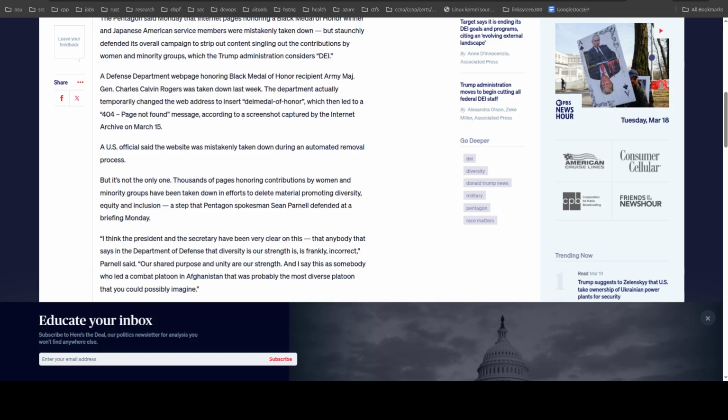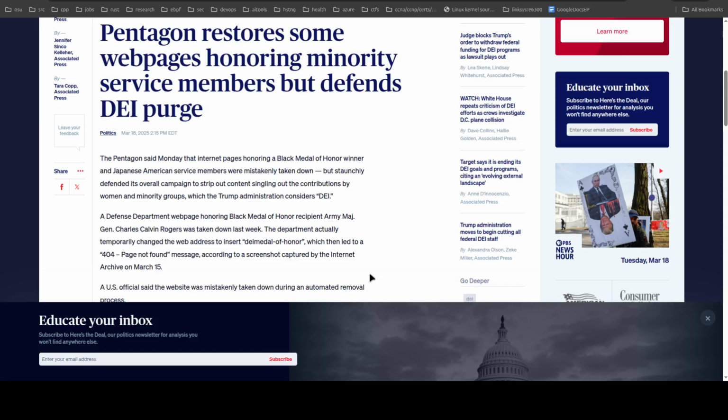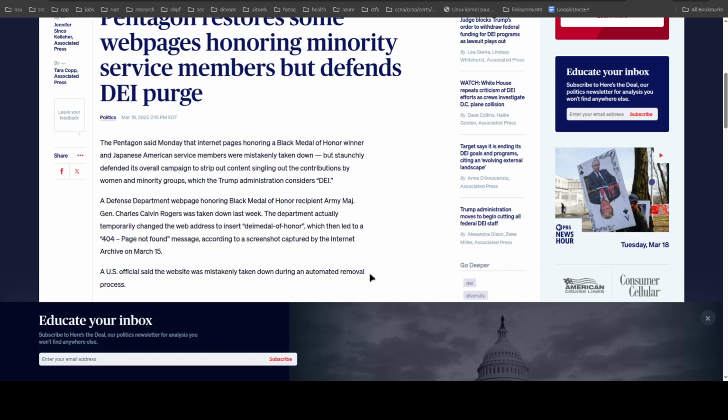Or they have no concept of military history and what a Medal of Honor means, especially during, when was this? I think it was Vietnam for this particular person, Army Major General Charles Calvin Rogers. And they labeled it as DEI Medal of Honor. That's a slap in the face.